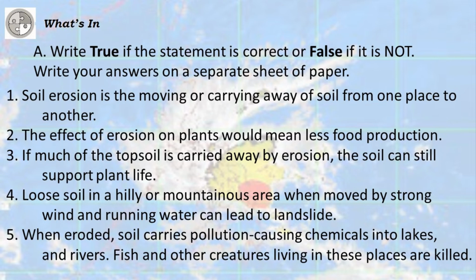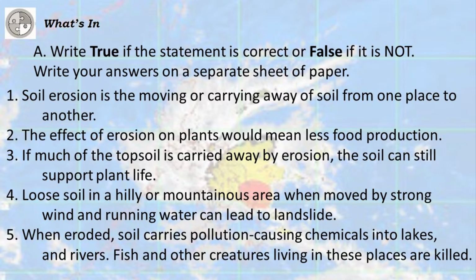A. Write true if the statement is correct or false if it is not. Write your answers on a separate sheet of paper. 1. Soil erosion is the moving or carrying away of soil from one place to another. 2. The effects of erosion on plants would mean less food production. 3. If much of the topsoil is carried away by erosion, the soil can still support plant life.